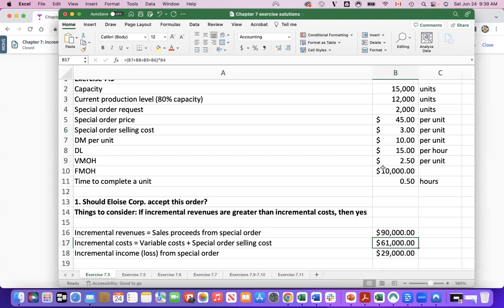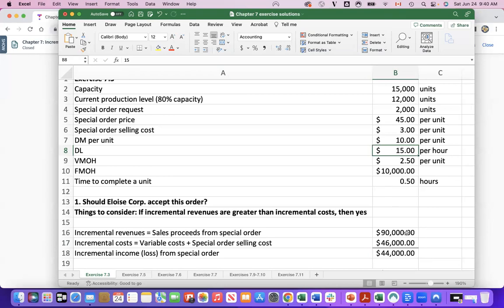You know what? I just found an error. That's why we do this live. I did not multiply my labor by that. So excuse me, our incremental costs are not 61,000. They're actually 46,000 because our labor per unit is the $15 per hour, but it only takes a half hour to complete a unit. So we would only incur half an hour's worth of labor. Regardless, our decision is going to be the same.